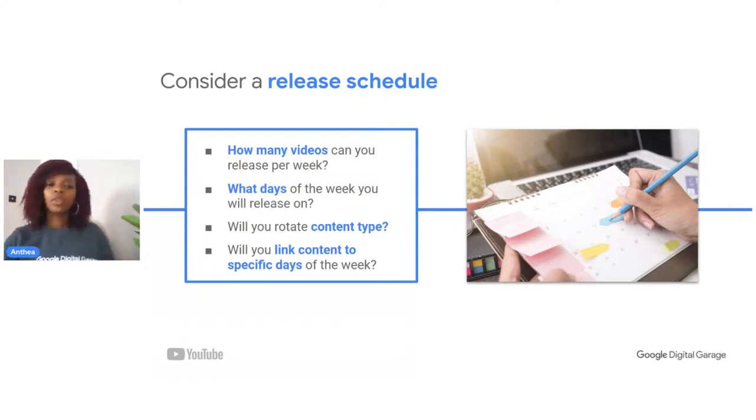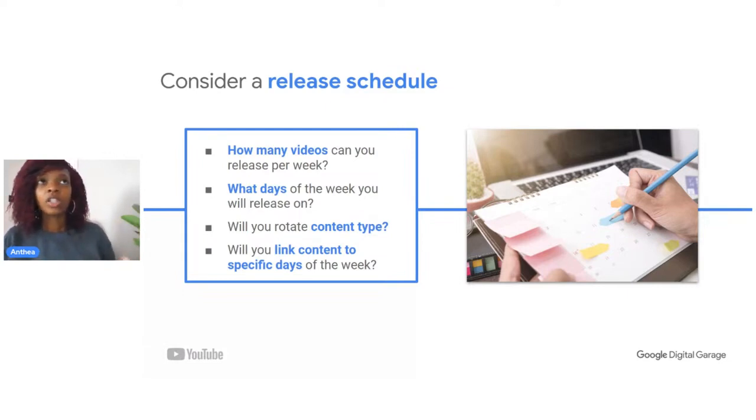So allow the enthusiasm to die and operate from a place of realism. How many videos can you realistically release per week? What days of the week are you likely to release on? Will you rotate the content type? So some creators rotate content types throughout the week. An example might be a lightweight vlog or behind the scenes on a Tuesday, and then a higher production value sketch on a Friday.